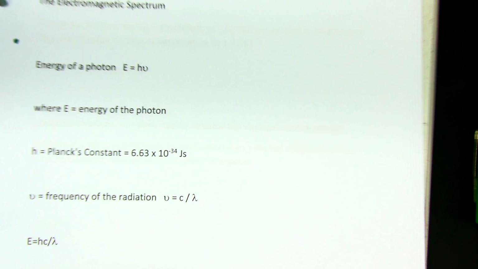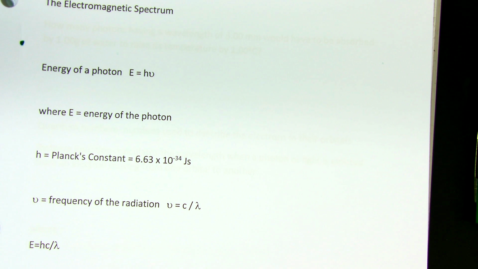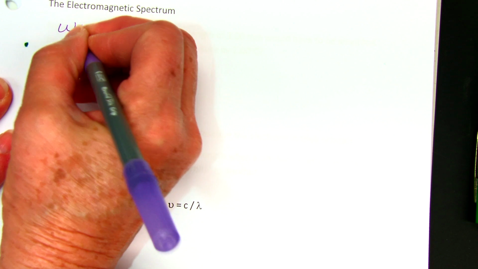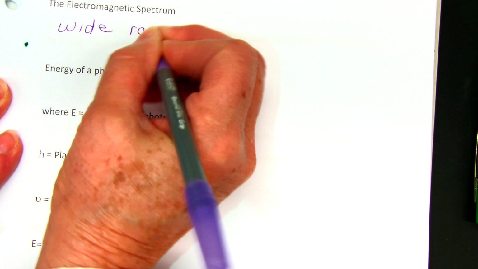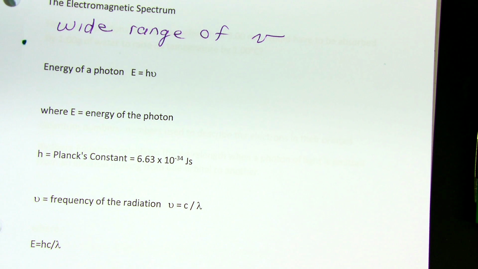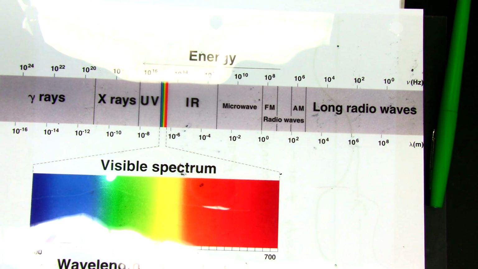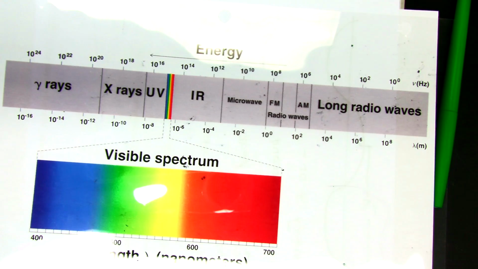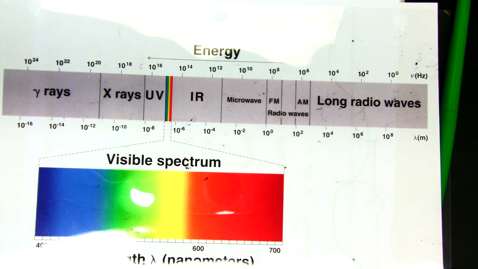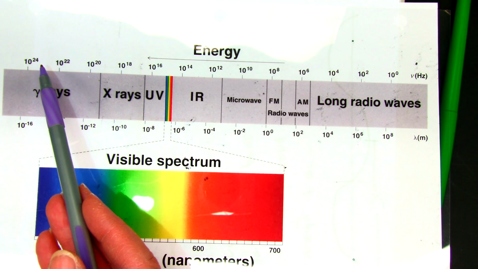Now, when we talk about the electromagnetic spectrum and energy, we're talking about a wide range of frequencies. So we get energy with a wide range of frequencies, nu. There are a lot of pictures available. There's one very similar to this in your textbook. If you look at this, you don't need to memorize anything on here. But you can see that the energy is increasing going to the left on this picture.